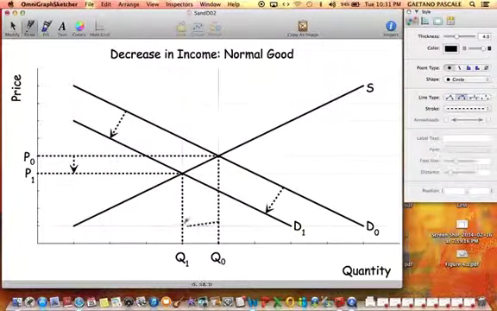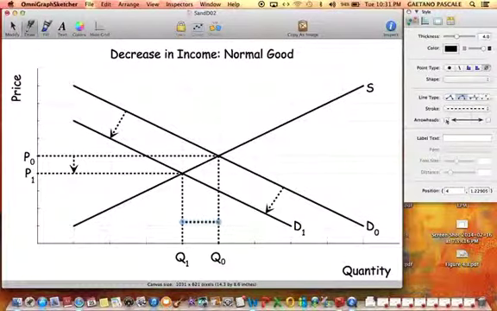And then we see the quantity moving downward. So when the demand curve shifts inward because of the decrease in income, and this is a normal good, the demand curve shifts to the left. We have a new equilibrium, and this causes the equilibrium price to fall from P0 to P1, and the equilibrium quantity to fall from Q0 to Q1.